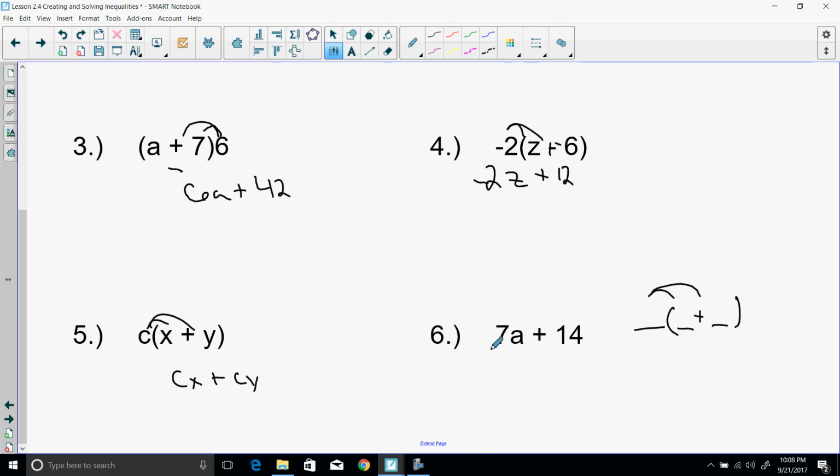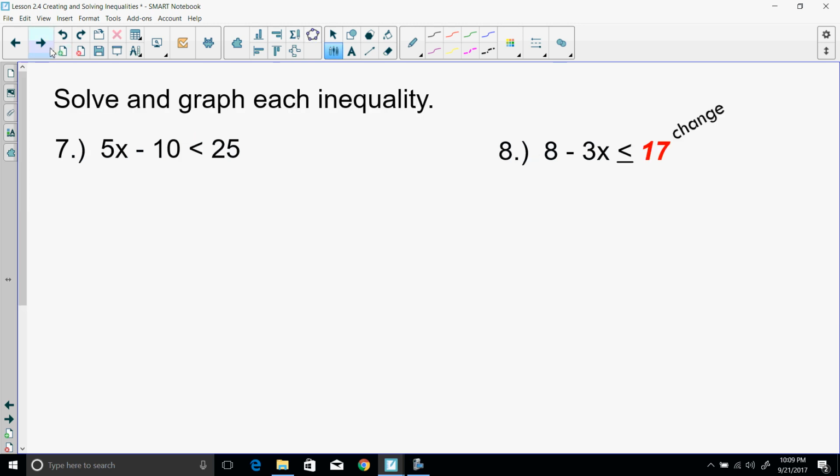And this was the challenge one. What I was asking you to do is to see what was in common between 7 and 14. If you think about it, the common factor is 7. And if I divide 7a by 7, that cancels out and I get a. And if I divide 14 by 7, I get 2. And now if I redistribute in, 7 times a gives me 7a, and 7 times 2 gives me 14. So we just undid the distributive property to get this expression here. Good job. All right, so let's dig into some inequality stuff.